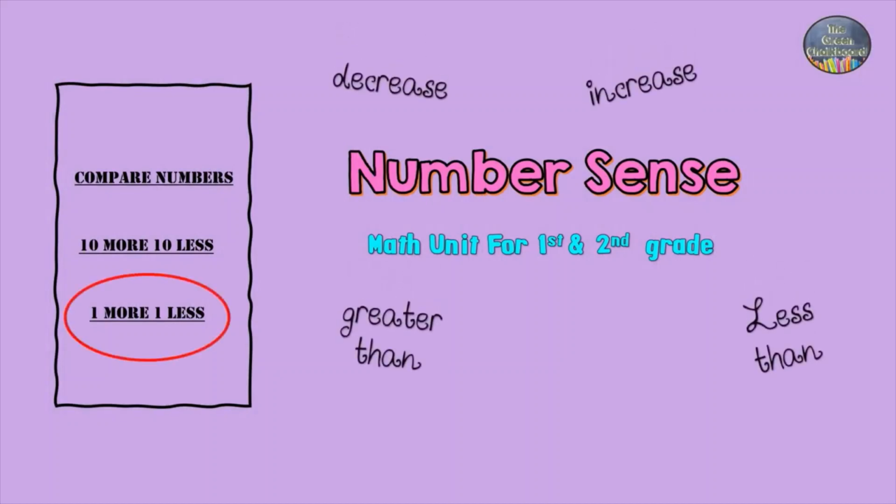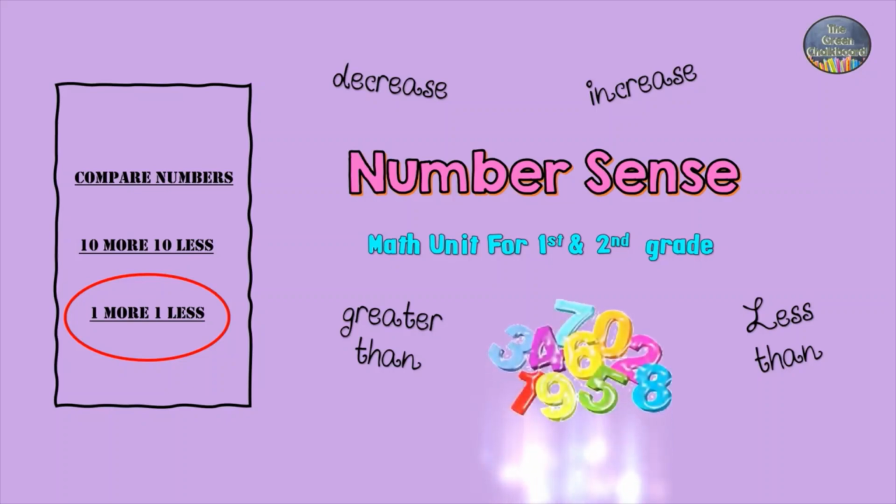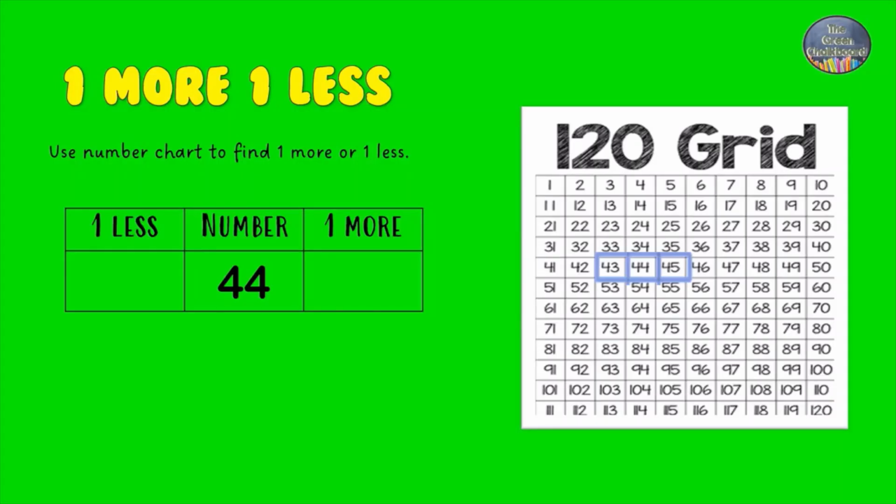Let's practice one more, one less. What is one less of 44? What is one more of 44? One less of 44 is 43. One more of 44 is 45.